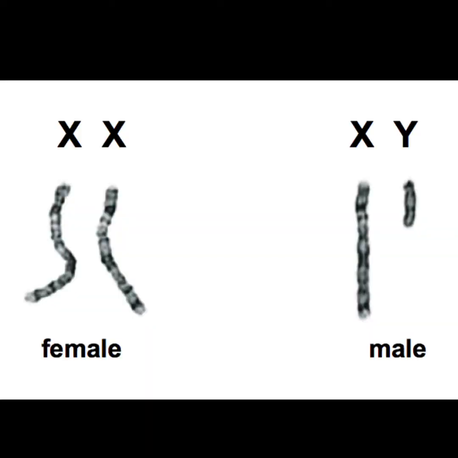As you might remember from our unit on chromosomes and DNA, females have 2 X chromosomes and males have an X chromosome and a Y chromosome. So when it comes to sex-linked traits, women will have 2 copies of a sex-linked gene, but males will only have 1 copy because they only have 1 X chromosome.